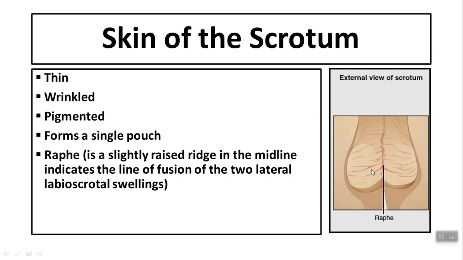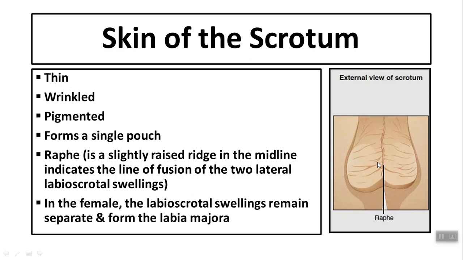In male, the two labioscrotal swellings will fuse at the midline to form the raphe, while in female, the two labioscrotal swellings will remain separated and will form the labia majora. The labia majora is the analog of the scrotum in male. The labia majora in female is the analog to the scrotum in male.